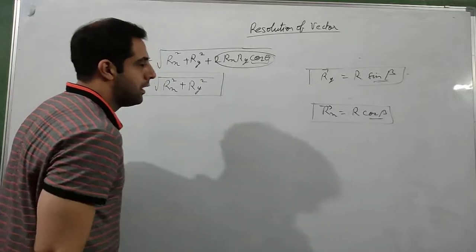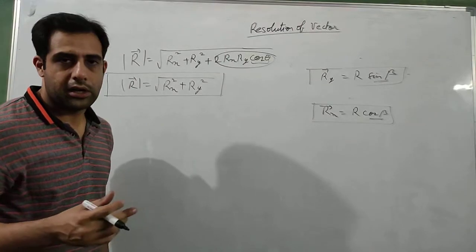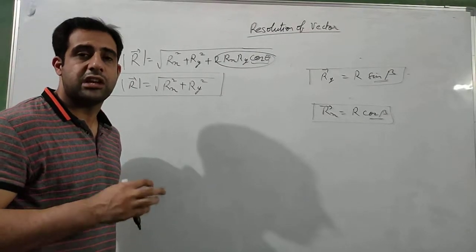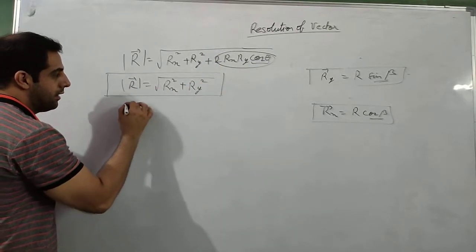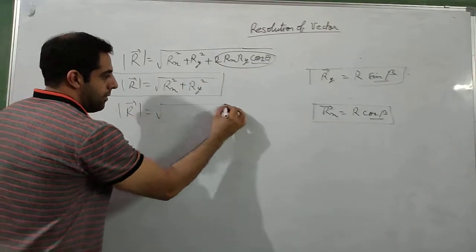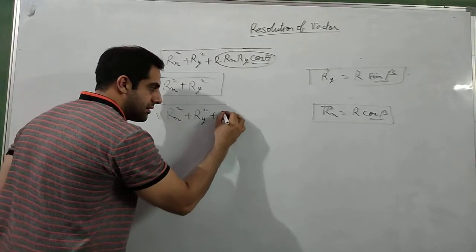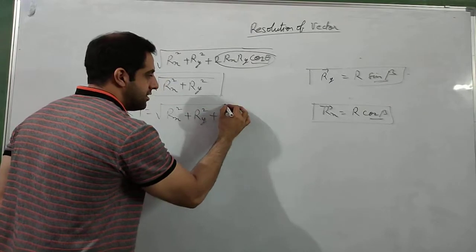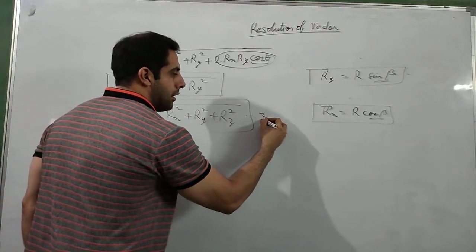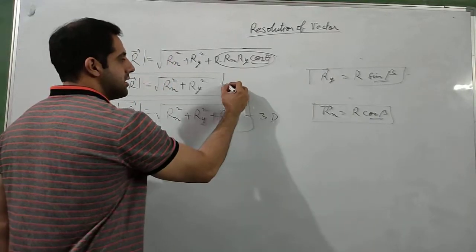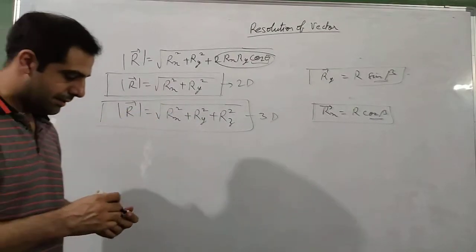This is one formula. Similarly, if the position of the particle or the physical quantity is along three axes, x, y and z, suppose there is a z axis also, then the magnitude will be given by the square root of rx square plus ry square plus rz square. This is the formula when we have three dimensions, and the earlier one is for two dimensions. They are similar looking formulas, you can easily memorize them.